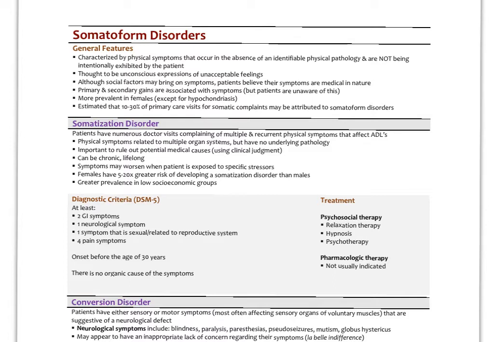Although social factors may bring on the symptoms, the patients believe their symptoms are medical in nature, and there are primary and secondary gains associated with the symptoms. But patients are often unaware of this. So this is more prevalent in females, except for hypochondriasis disorder. And it's estimated that up to 30% of all primary care visits for somatic complaints may actually be attributed to somatoform disorders. So this is not uncommon in patients coming to adjunctive care practices.